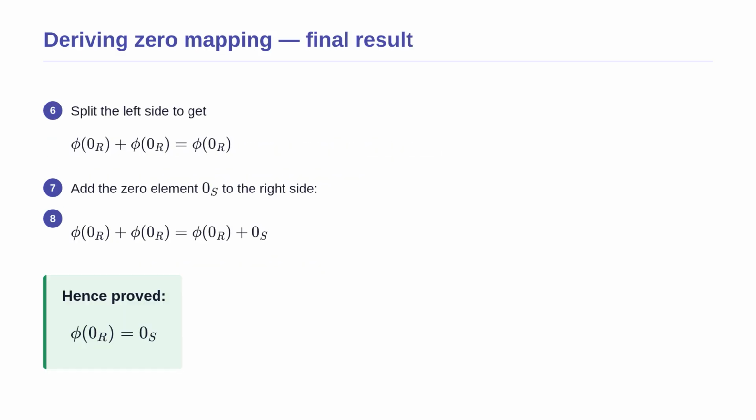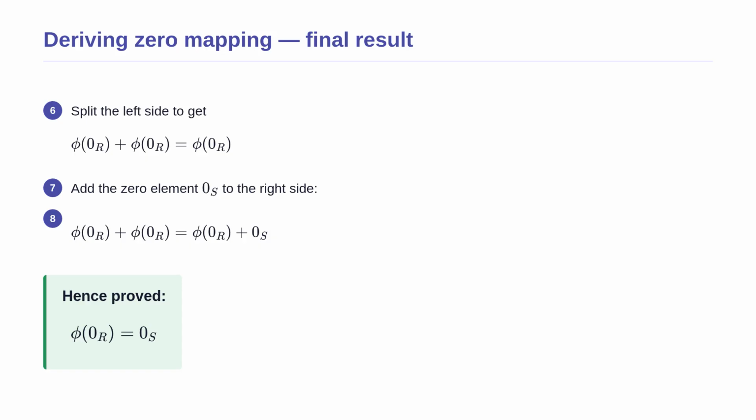Continuing from our setup, we now use the defining magic of a ring homomorphism. Because phi preserves addition, we can split the left side into the sum of the individual outputs. On the right side, we safely add the 0 element of the second ring, which changes absolutely nothing about its value but helps us balance the equation. Finally, we use the cancellation property of addition, subtracting phi of 0r from both sides. This leaves us with our final result.